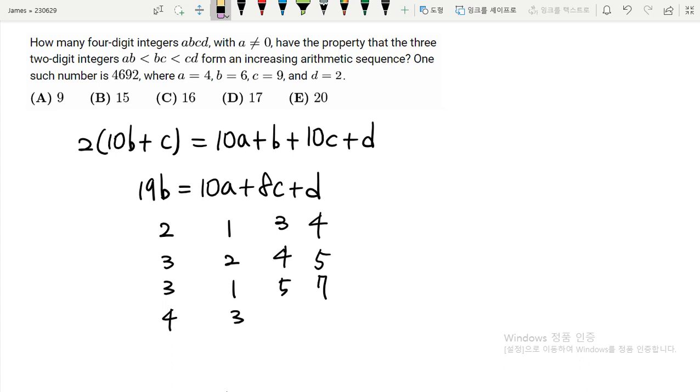Okay, so can you see the screen? I mean, 19 times 4 minus 10 times 3. That will be the... You're right.